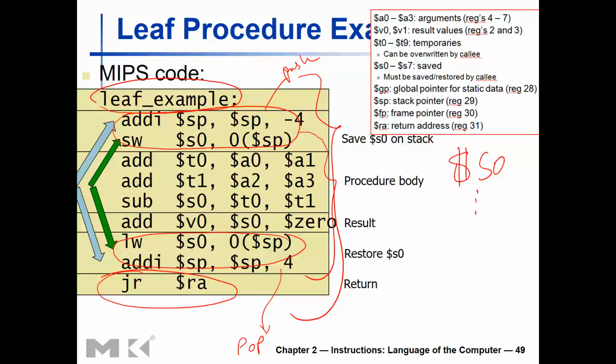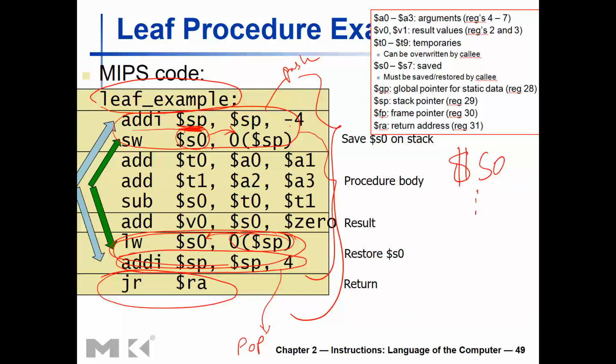Now, the push instruction: we subtract 4 from the stack pointer, which is a special register pointing to the top of the stack, and then write S0 to the stack. I subtract, then I write. For the pop instruction, I load whatever was saved in the stack back into S0 to restore its value. Then I increment the stack pointer. So these are the push and pop instructions in the MIPS architecture.